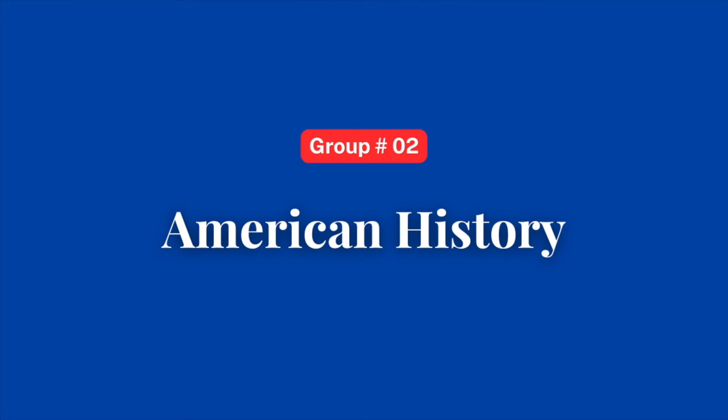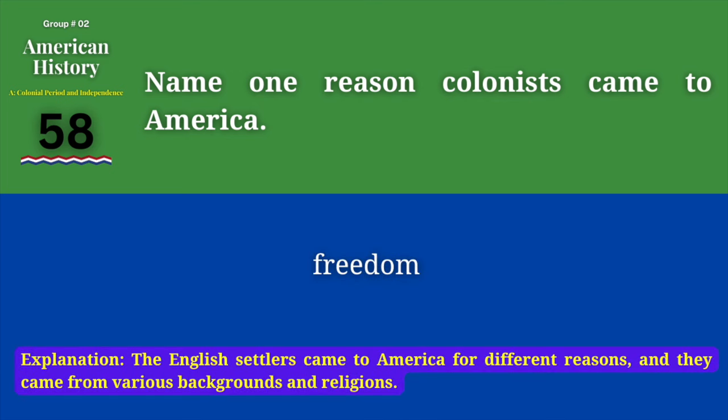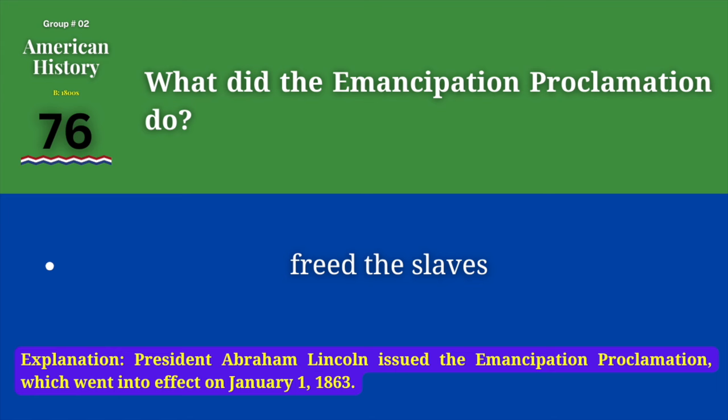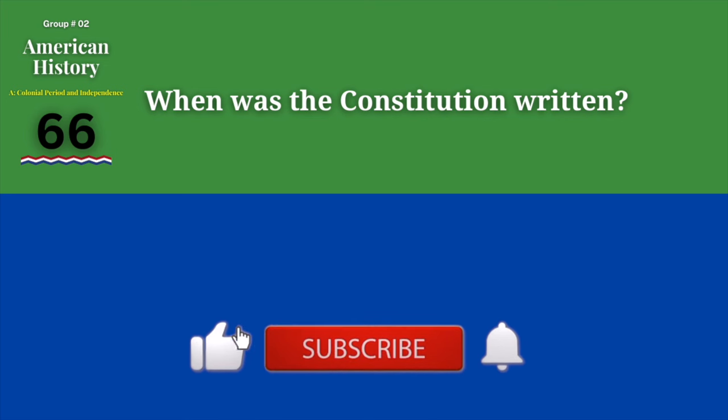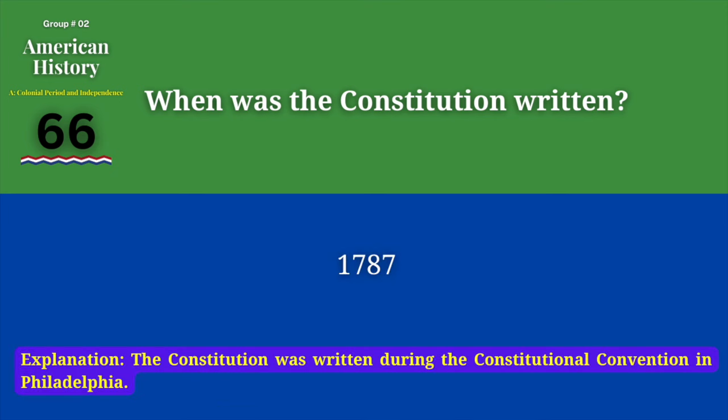Group 2. American History. Name one reason colonists came to America. Freedom. What did the Emancipation Proclamation do? Freed the slaves. When was the Constitution written? 1787.